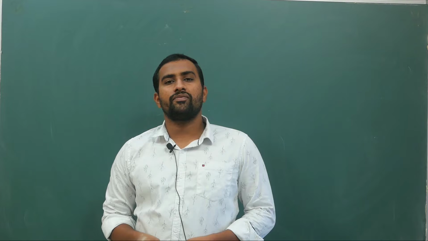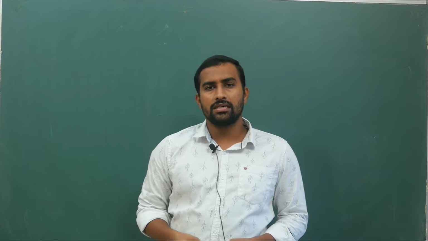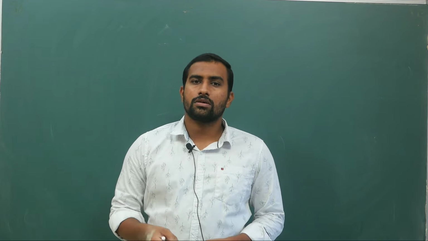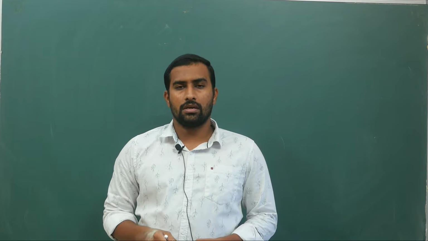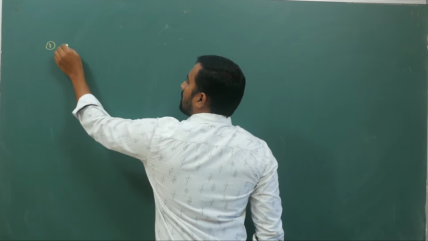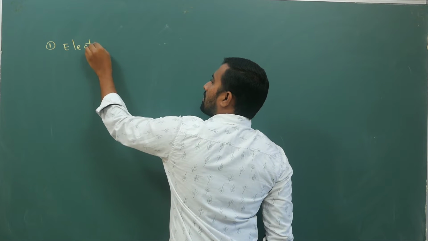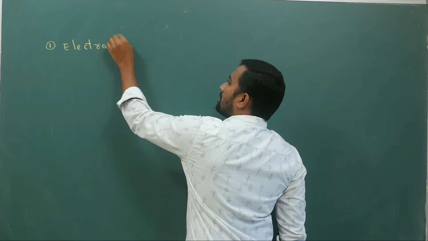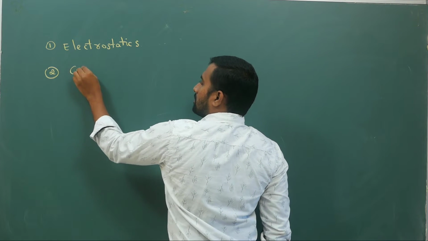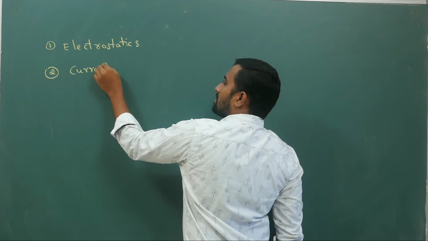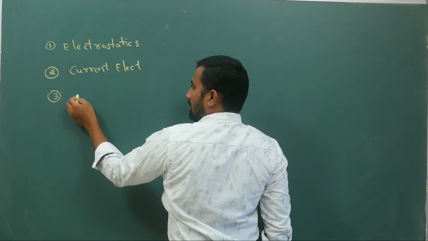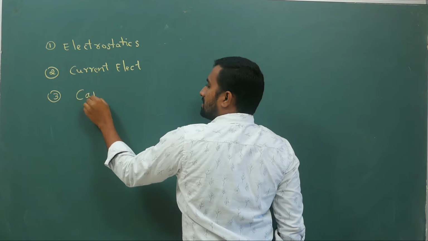Now if you are really looking to crack the IIT JEE Advanced paper to get into IITs, you must concentrate more on electromagnetism. Now the chapters that you have in electromagnetism: the first chapter is electrostatics. The second chapter is current electricity. The third chapter is capacitors.